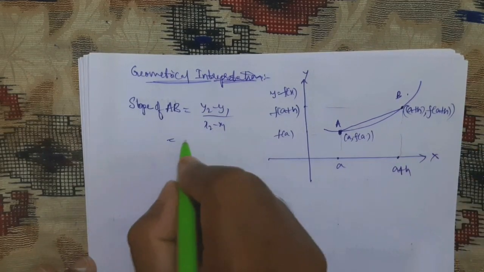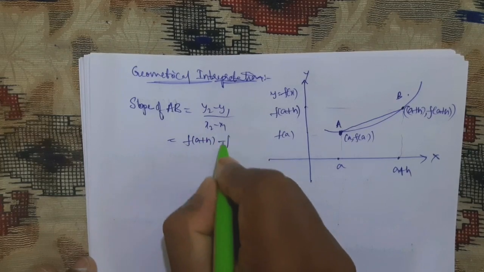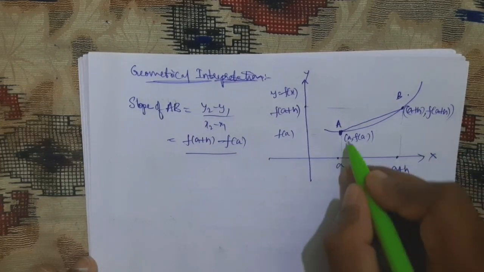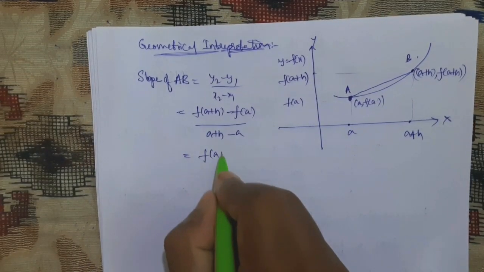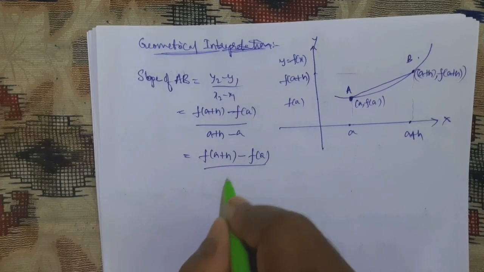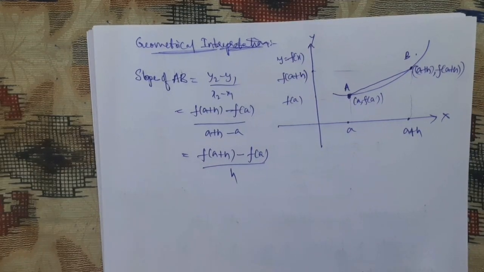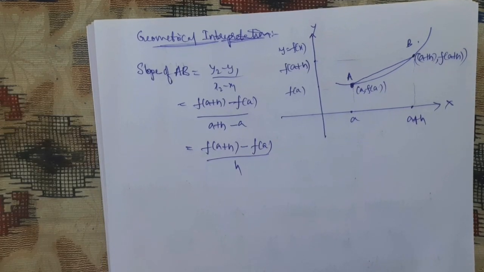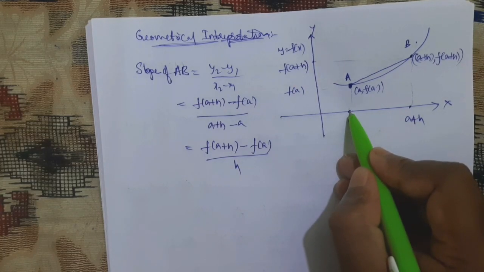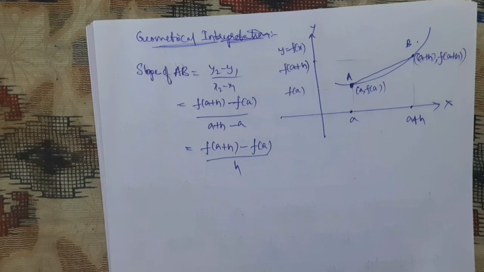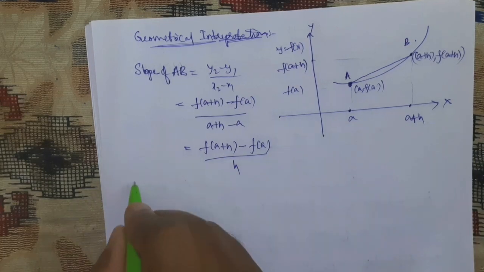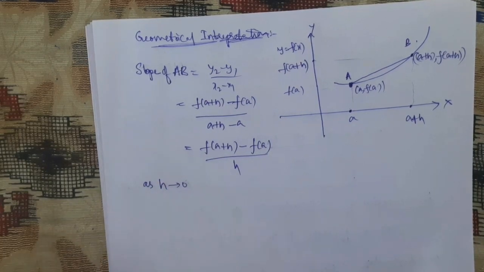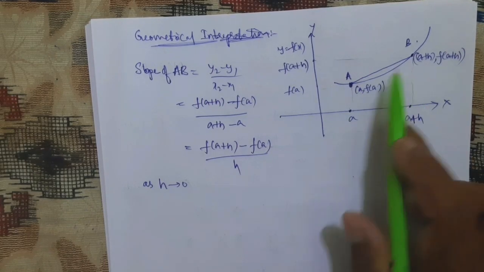Here y2 minus y1 is nothing but f of a plus h minus f of a, divided by x2 minus x1, that is a plus h minus a. If you simplify this, you will get f of a plus h minus f of a by h. This is the slope. Now if we apply the limit to this slope, that is nothing but a derivative. As this is the slope of AB, we take h tends to 0.